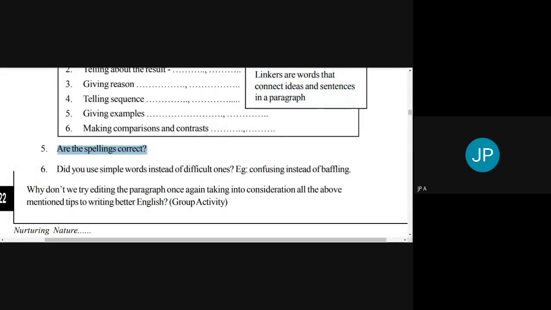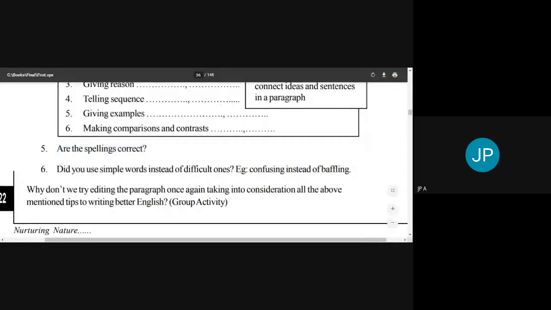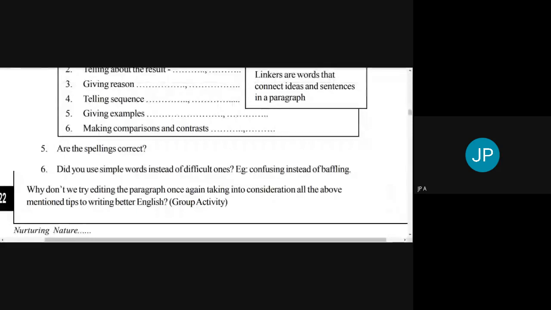Are the spellings correct? For example, there was a spelling which was wrongly typed in that paragraph. So we had corrected that spelling. That was the only spelling error that we found in that paragraph. All the other spellings were correct. And we also have to use simple words instead of difficult words. For example, baffling has the same meaning as confusing.